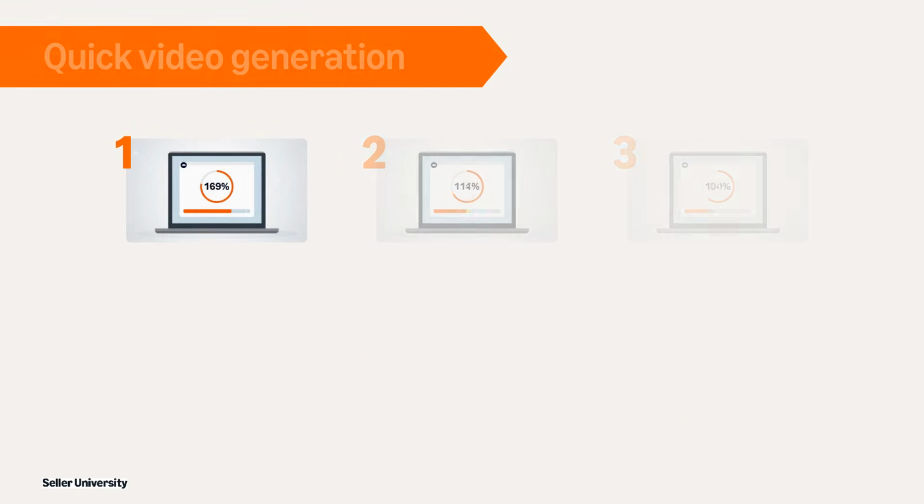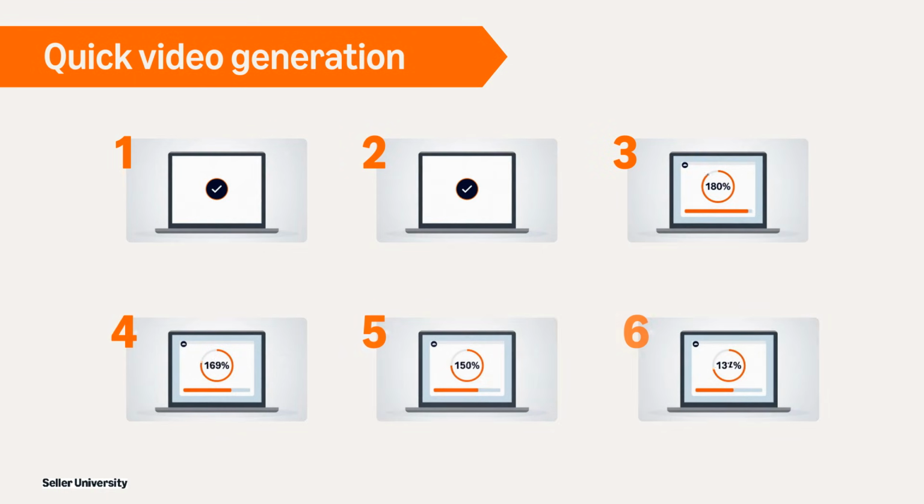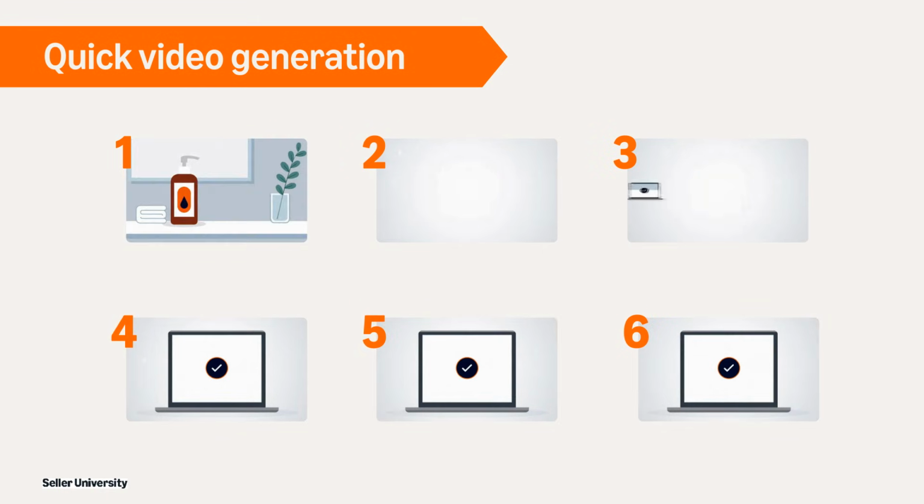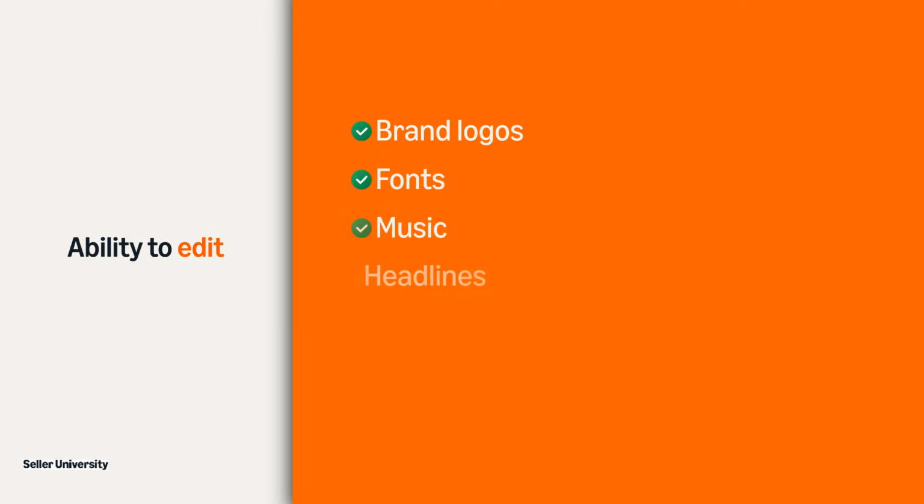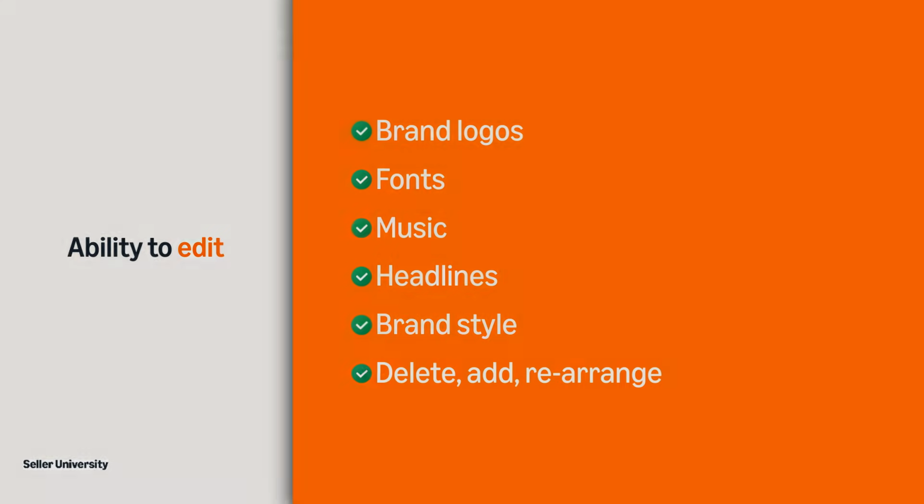In under 5 minutes, the tool automatically generates 6 videos for you to review. After selecting the video option you prefer, you have the ability to edit by adding brand logos, adjusting the fonts, music, and headlines to match your brand style, and delete, add, and rearrange scenes.